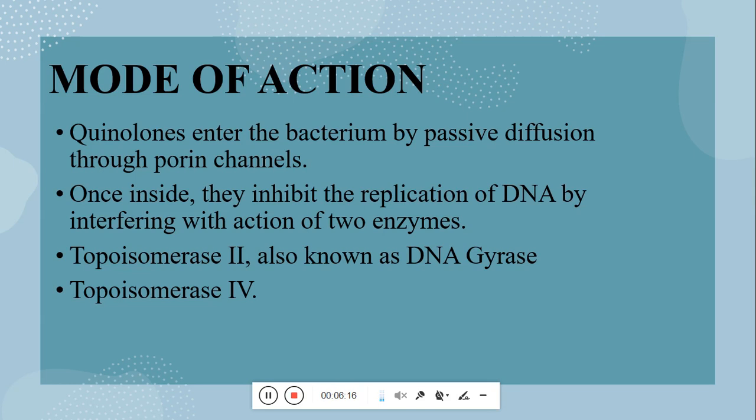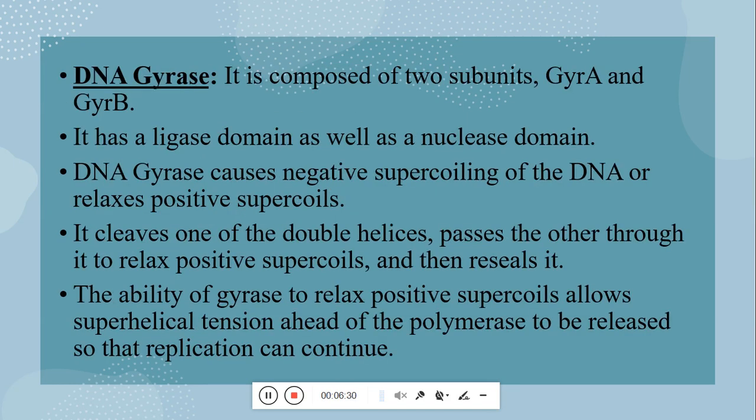Once inside, they inhibit the replication of the DNA by interfering with the action of two enzymes, Topoisomerase II, which is also known as DNA gyrase, and Topoisomerase IV. So let's first talk about the DNA gyrase. The DNA gyrase is composed of two subunits, gyrase A and gyrase B. It has a ligase domain which is responsible for joining of the two molecules, and also a nuclease domain which is responsible for cleaving the chains.